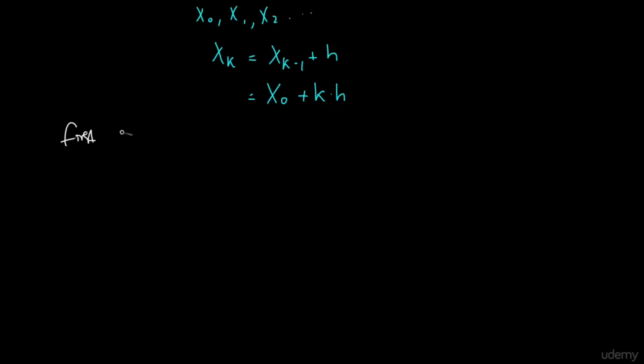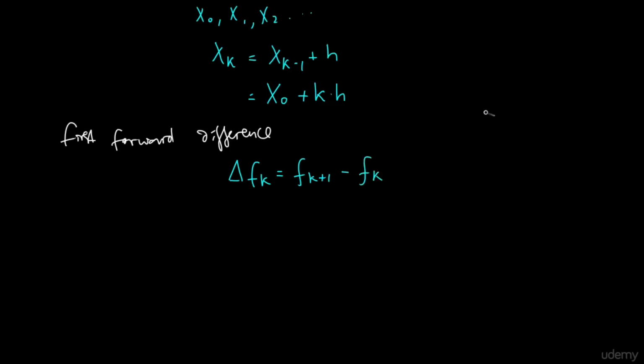First forward difference. Okay, so what is this first forward difference? Well, essentially, the first forward difference, which we'll define as delta fk, is simply the function at k plus 1 minus the function at k.